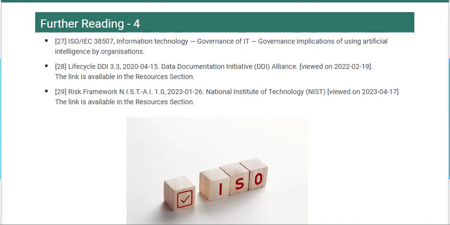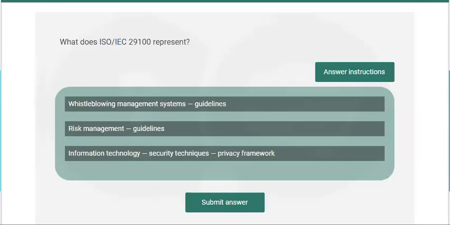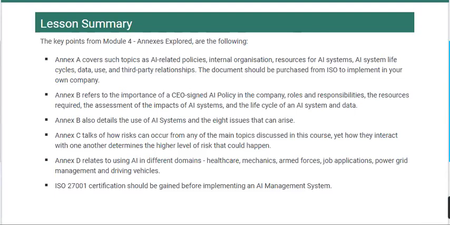Lesson Summary. The key points from Module 4 Annexes explored are the following. Annex A covers such topics as AI-related policies, internal organization, resources for AI systems, AI system lifecycles, data, use, and third-party relationships. The document should be purchased from ISO to implement in your own company.